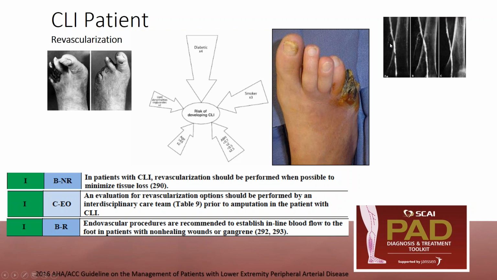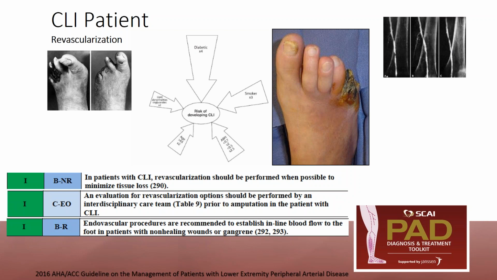On the right-hand side of the screen, you actually see the original lesion that Charlie Dotter treated using his own technique in this same patient, with a successful outcome across the board. There's a class 1 recommendation in patients with CLI that revascularization should be performed to minimize tissue loss.